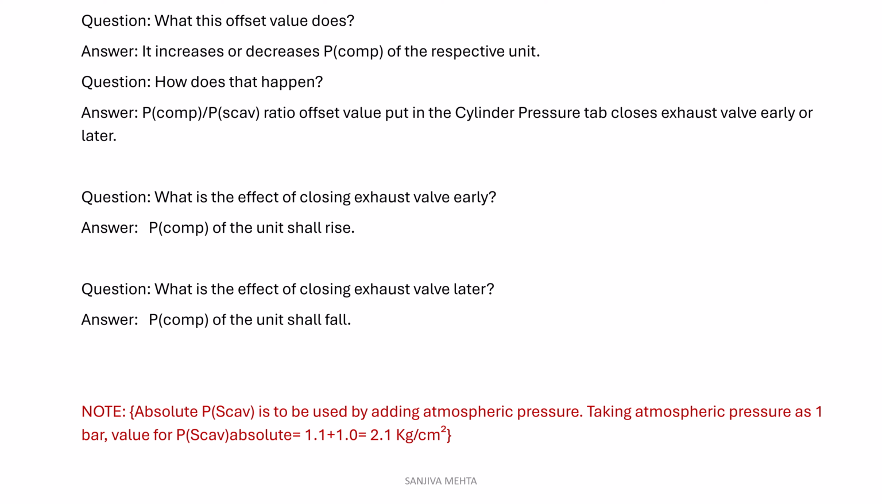So what does this offset do? Tell me. Of course, it increases or decreases the peak compression pressure, in the respective unit. That you know. How does this happen? Pcom by P is the Pcom ratio offset value put in the center pressure tab. It closes the exhaust valve early or later. So how are you increasing the compression pressure? In this case, the value of 0.33 will close the exhaust valve a little early.